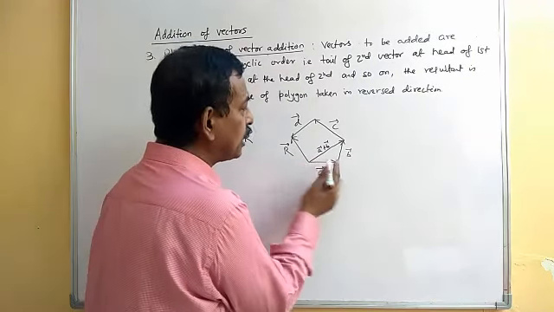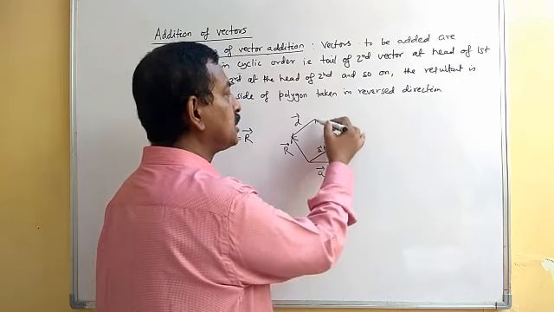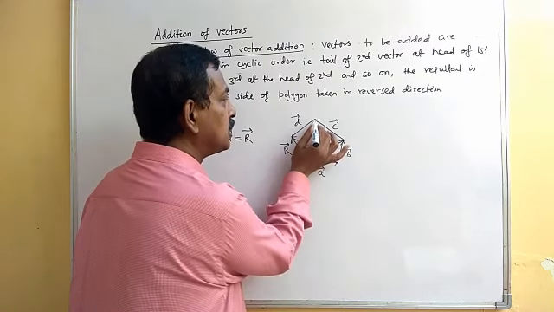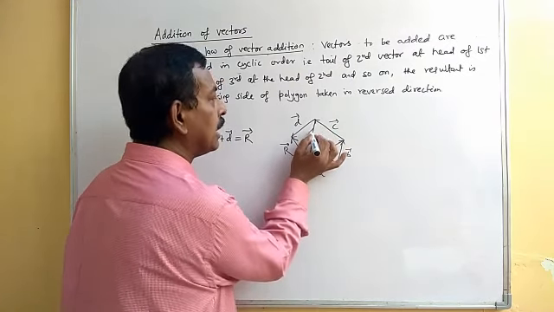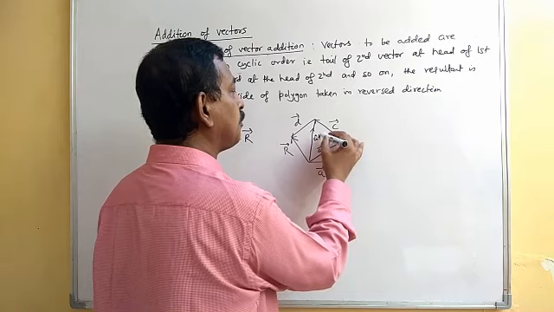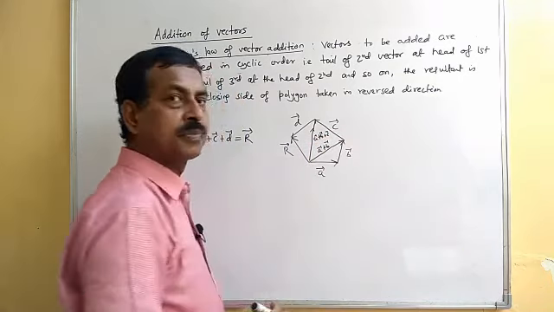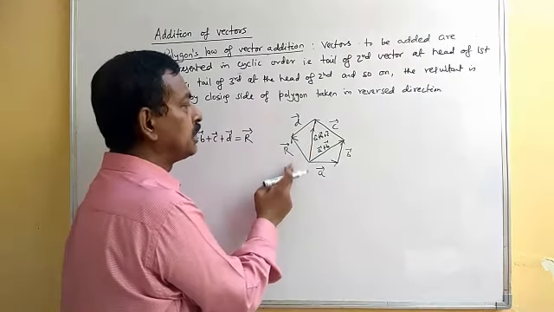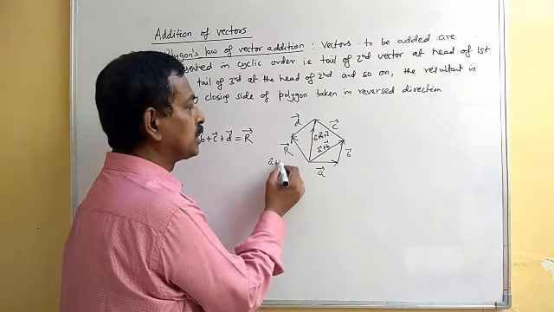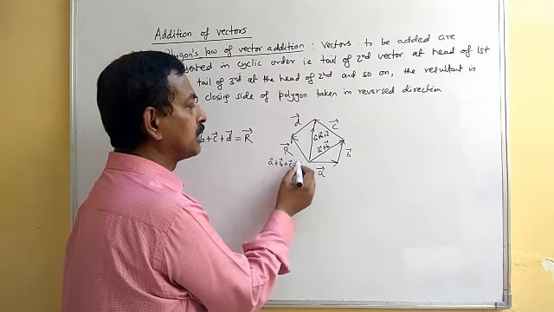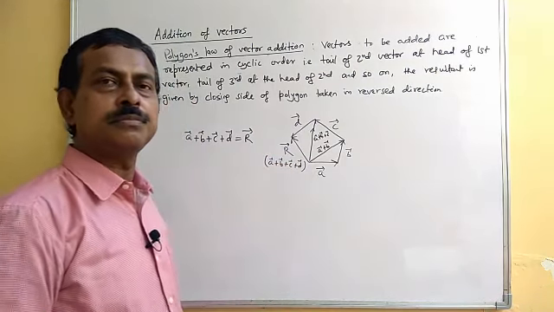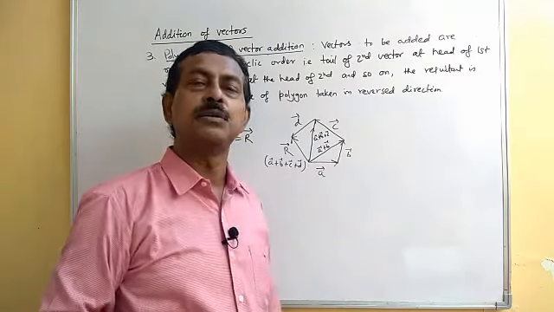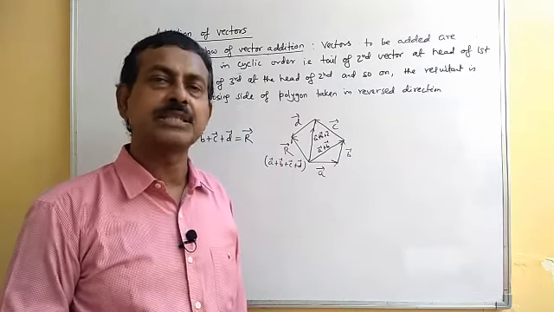Now this is your vector A plus B. This is your vector C. The tail of C is at the head of A plus B. So that means this one will represent vector A plus B plus C. Now this is your vector A plus B plus C. This is vector D. So obviously this R will represent your vector A plus vector B plus vector C plus vector D. So this is how you can show that the closing side of the polygon taken in reverse direction gives the resultant vector.